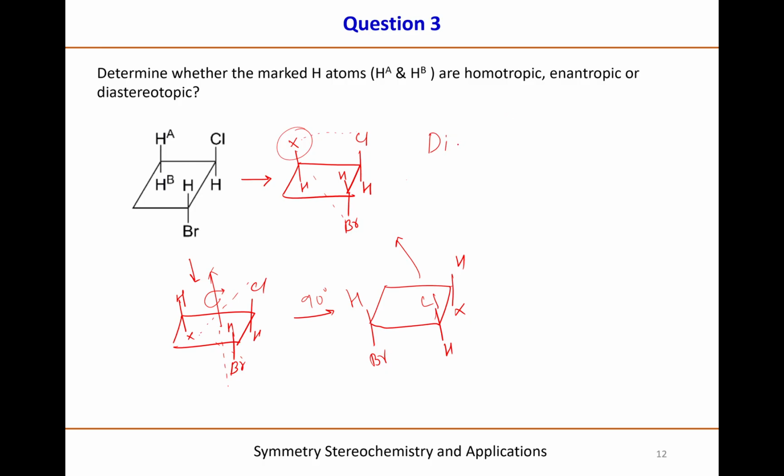So that's why these two H, HA and HB, are called diastereotopic. Diastereotopic. Because both the H are giving a different environment. We tried to do the rotation and find out the surrounding, but here you can see this X is on the same side of Cl, while this X is opposite to Cl and on the same side as Br. So because of the different surrounding and environment, these two H are diastereotopic, and the two different molecules are diastereomers. Diastereomers. Okay.